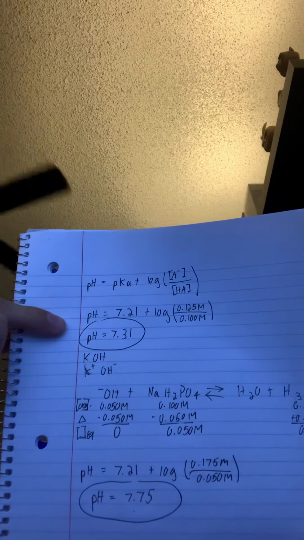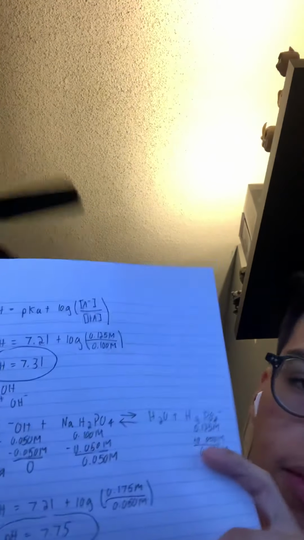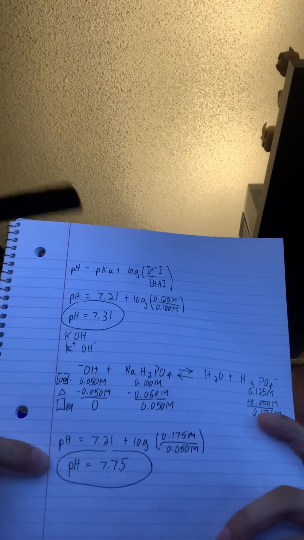And you could tell that is correct because it is bigger than our previous pH. So here are the two pHs. So 7.31 for the first one, and then 7.75 for the second one.